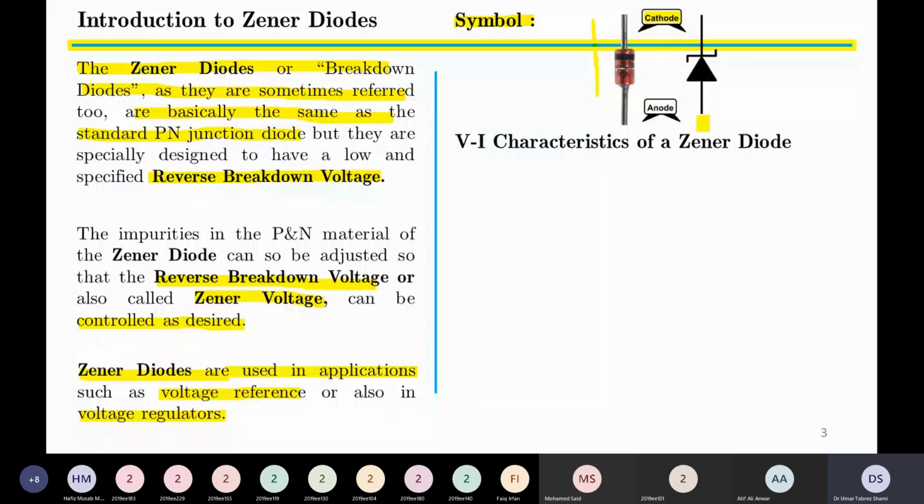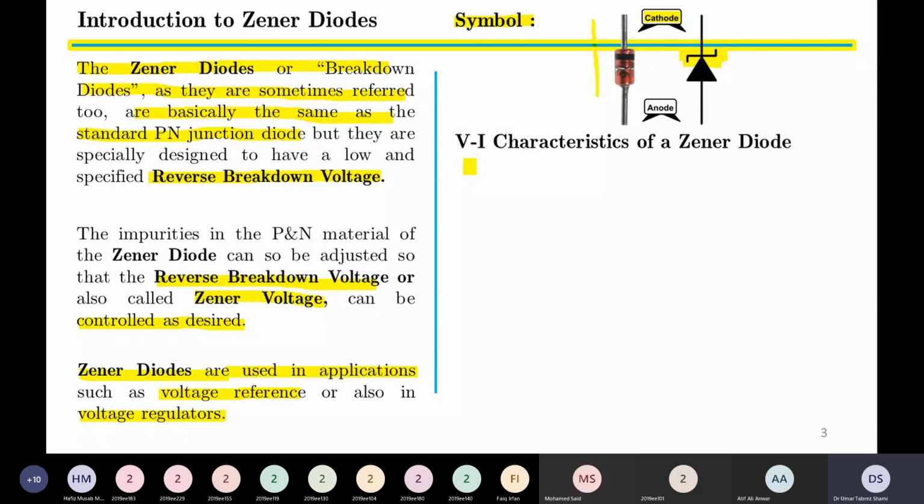And the second diagram that we see is the symbolic representation of the Zener diode. It is slightly different from our usual simple diode. The arrow in the symbol represents the anode terminal, and this straight line represents the cathode terminal.